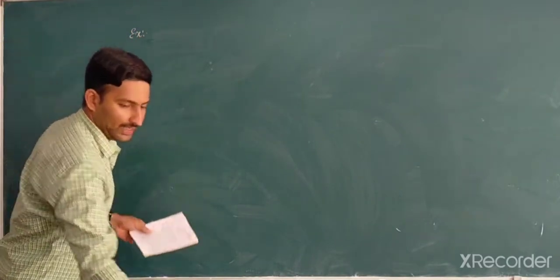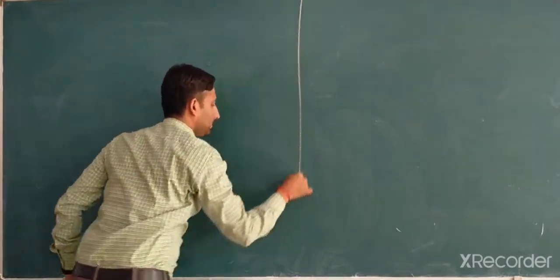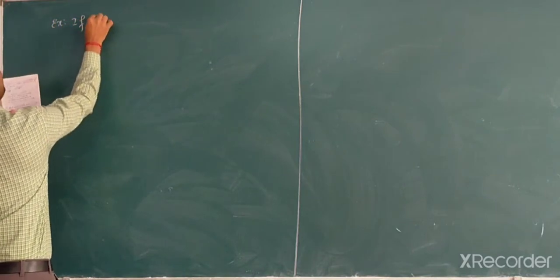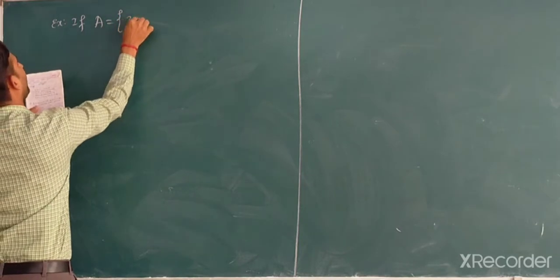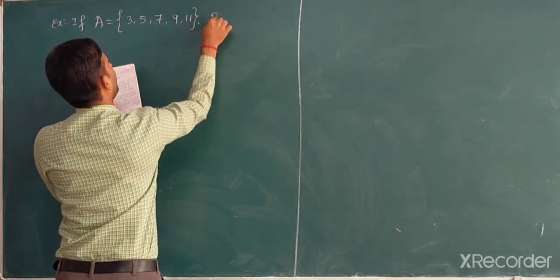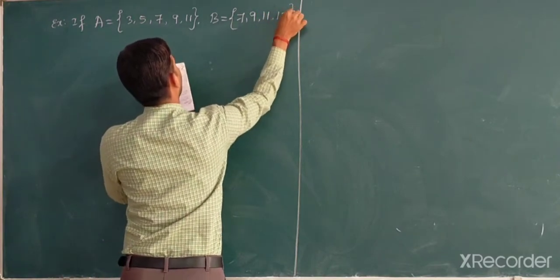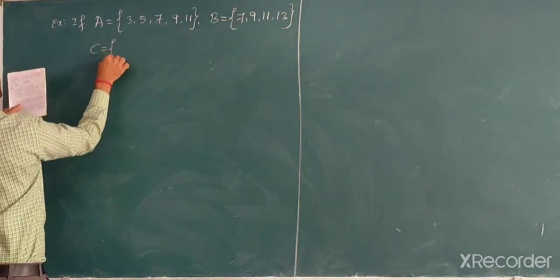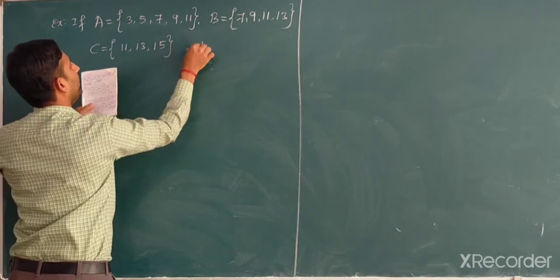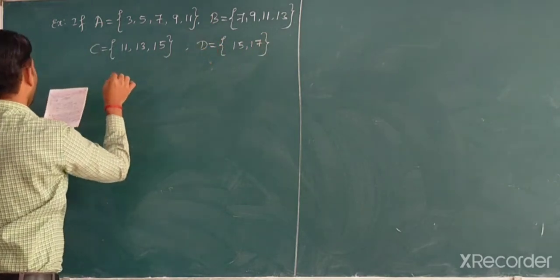Example: if capital A is equal to {3, 5, 7, 9, 11}, B is equal to {7, 9, 11, 13}, C is equal to {11, 13, 15}, D is equal to {15, 17}.